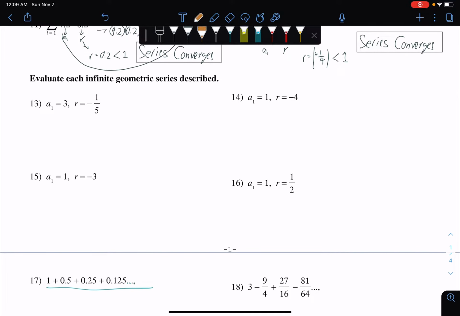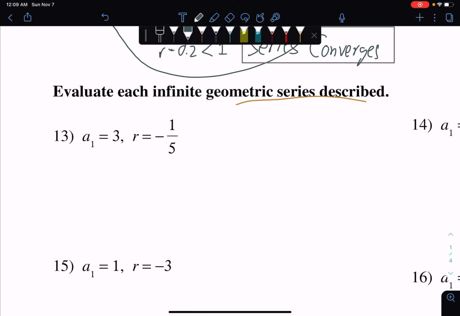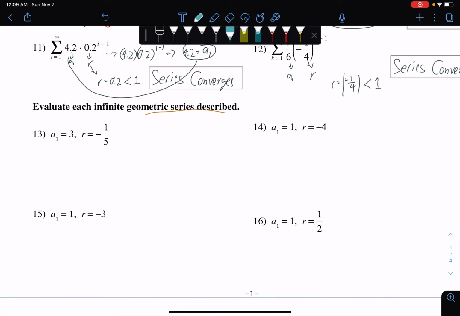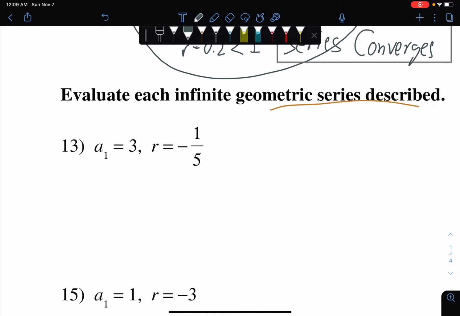Evaluate the infinite geometric series described. What we mean by evaluate is where the formula comes in handy. Again, the formula is S is equivalent to a sub 1 divided by 1 minus r. In that case, for number 1, we'll just use the given. We'll utilize the given in order to complete our formula so that we could find the sum, which is basically evaluating the infinite geometric series that is described.